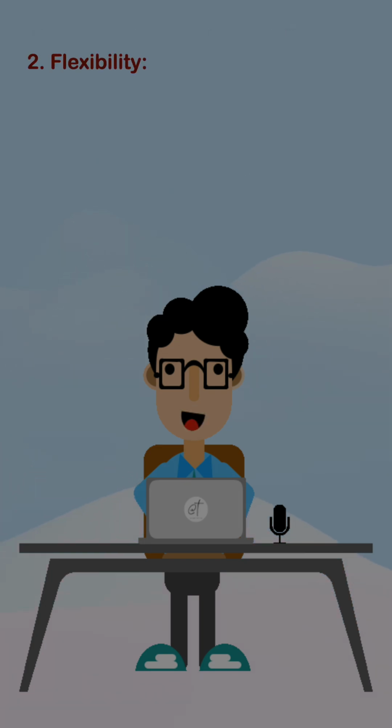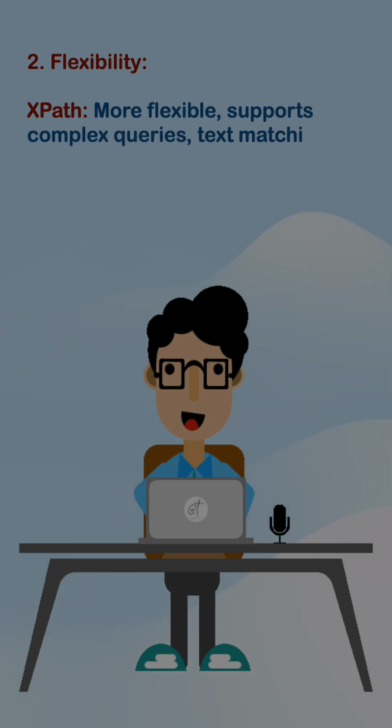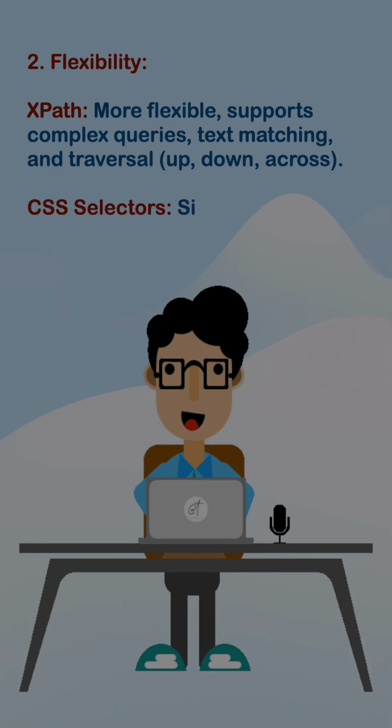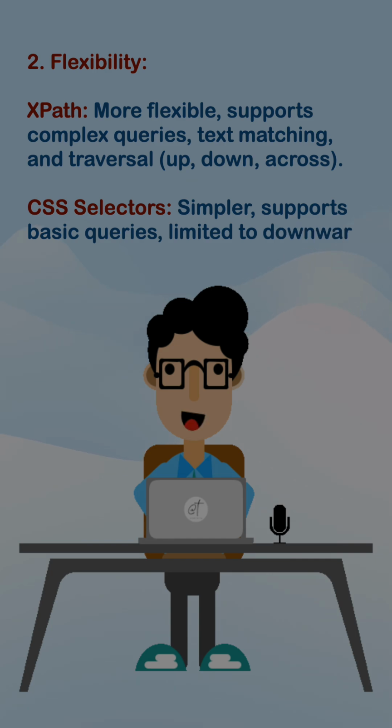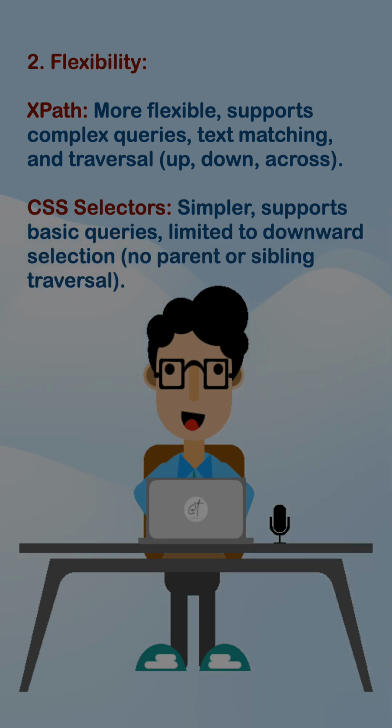2. Flexibility. XPath, more flexible, supports complex queries, text matching, and traversal: up, down, across. CSS selectors, simpler, supports basic queries, limited to downward selection, no parent or sibling traversal.